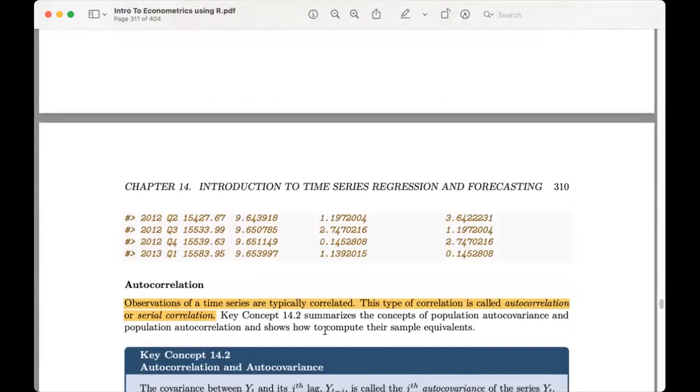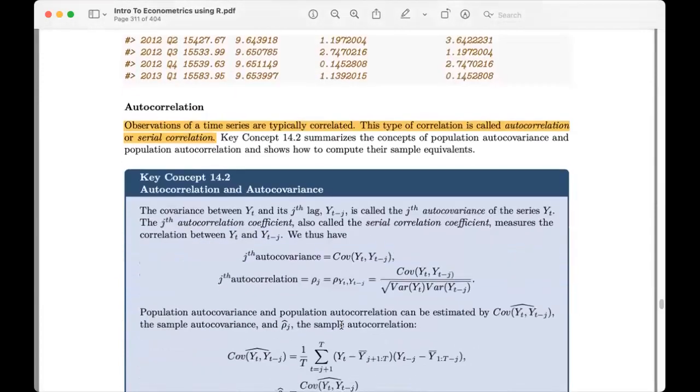Now we look at the concept of autocorrelation, which is the series correlating over time. That's a relationship between the series over time, like in a time series, yt depending on yt minus one, and yt minus one depending on yt minus two, things like this. Observations of a time series are typically correlated. This type of correlation is called autocorrelation or serial correlation.